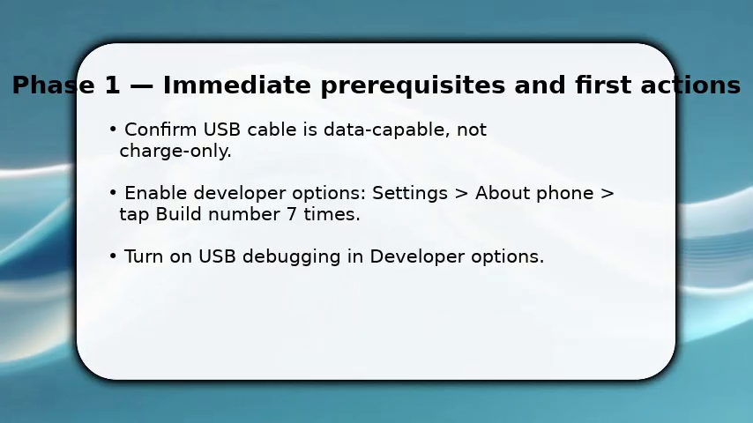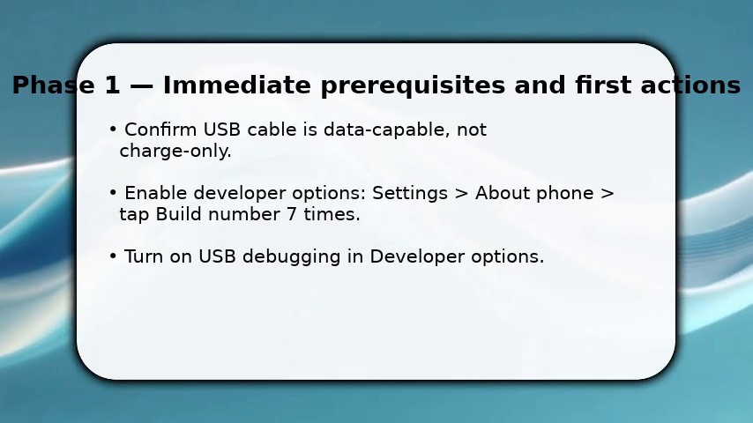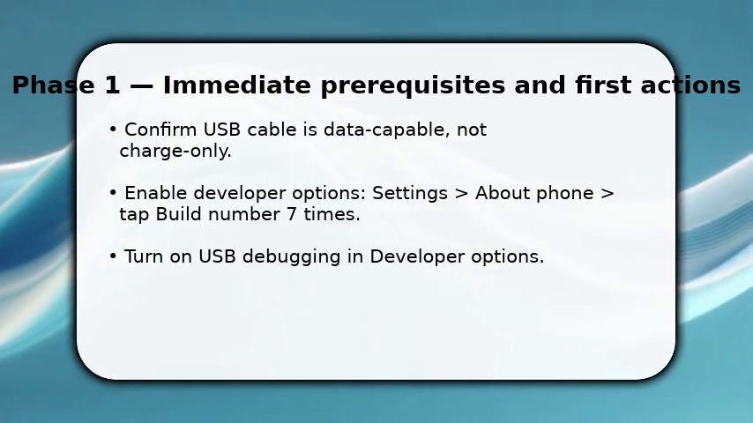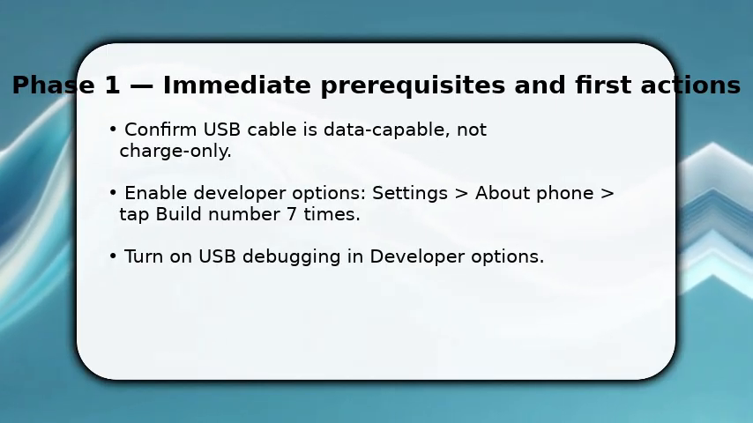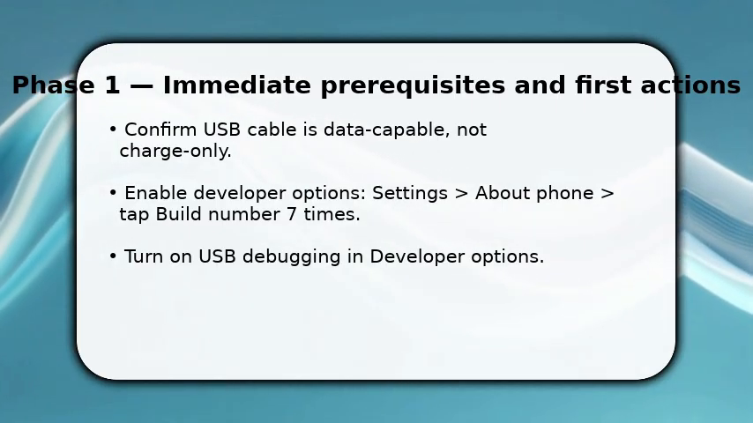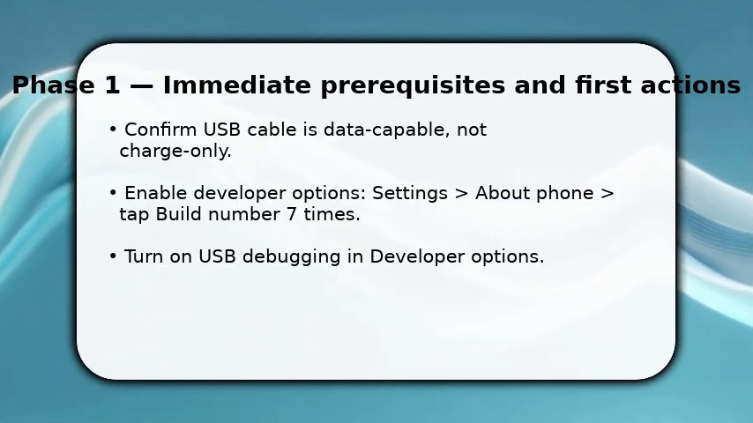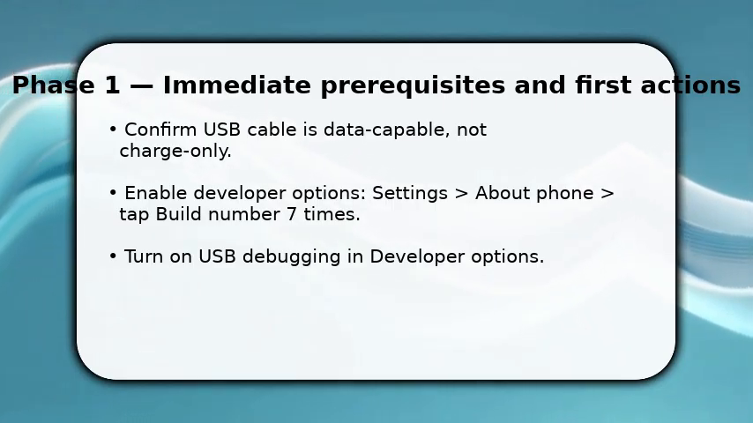You need to start with a data-capable USB cable and the phone unlocked. This is essential. Once done, enable developer options by tapping build number 7 times in About Phone, then open developer options and enable USB debugging so your computer can see the device.